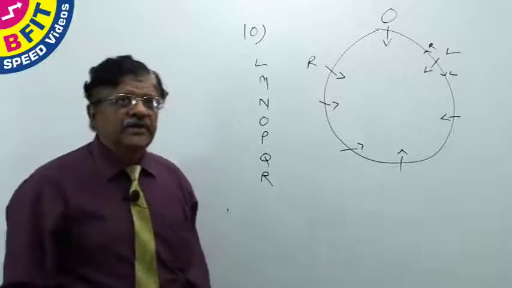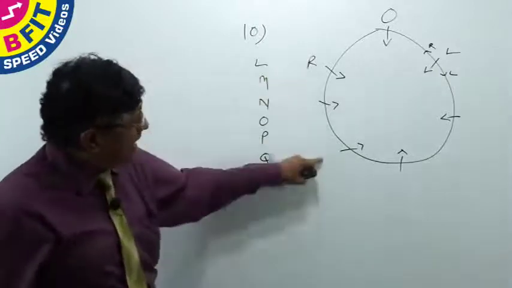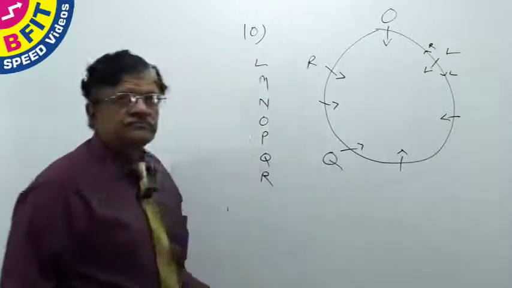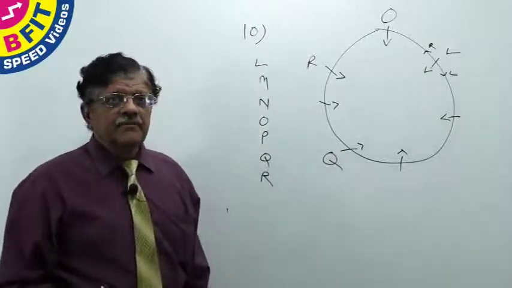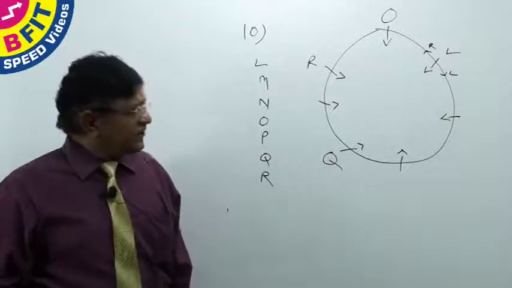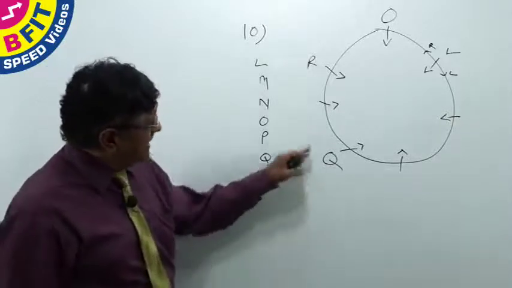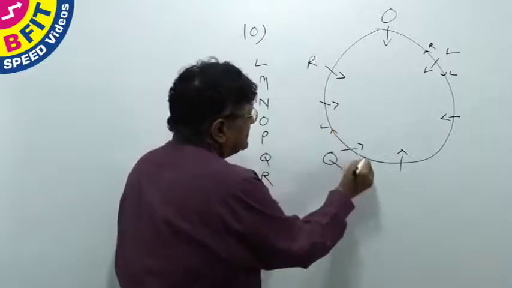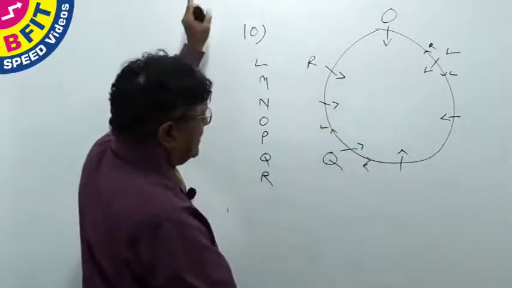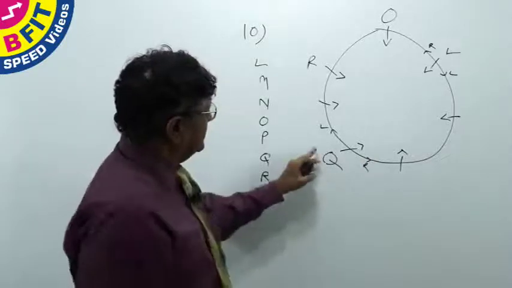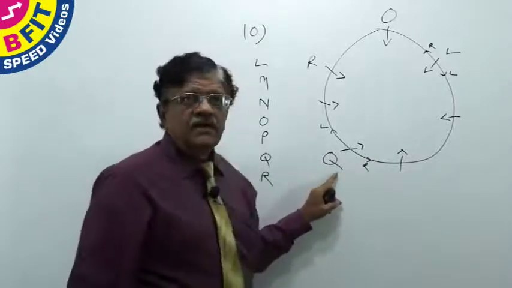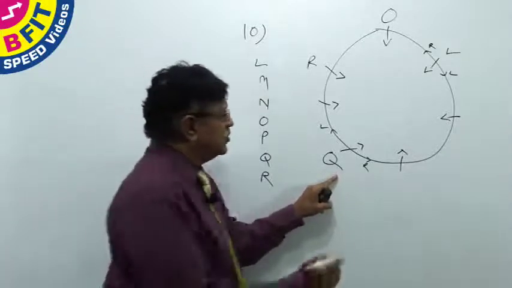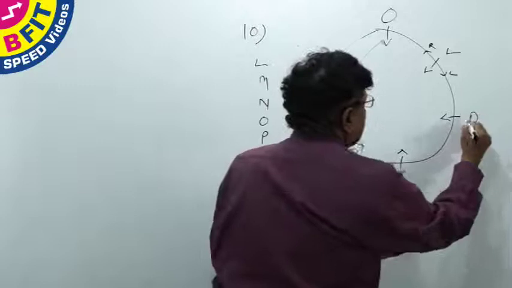Now Q is second to the right of R. So this position is Q. P is second to the right of Q. Now Q is sitting here. This is his left. This is his right. Think you are sitting there. You know which is left, which is right. P is second to the right of Q. So first two. So P is sitting here.